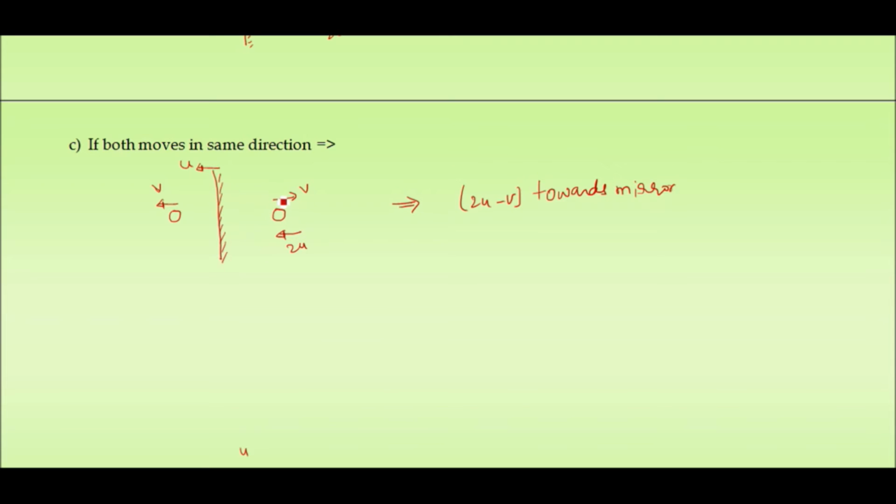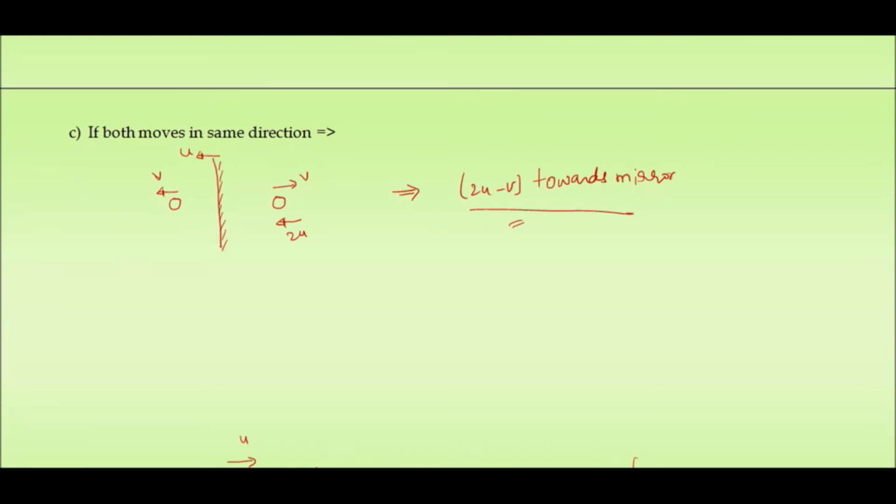Due to the movement of the object, the image will move towards the right with velocity v, and due to the movement of the mirror, the image will move with velocity 2u towards left. So the net effect is 2u minus v towards left, or towards the mirror. So the net effect is 2u minus v towards mirror.